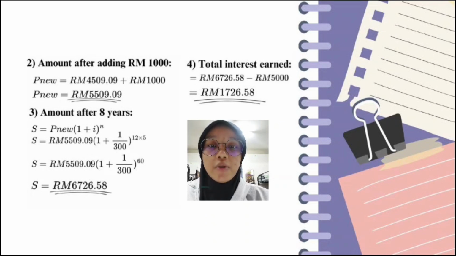And now we will calculate how we will get the total interest earned, which is to get our answer from the cumulative amount after 8 years, minus the initial deposit that has been made by Humaira, which is 5,000 ringgit. And this will give us a final answer, which is 1,726 ringgit and 58 cents.